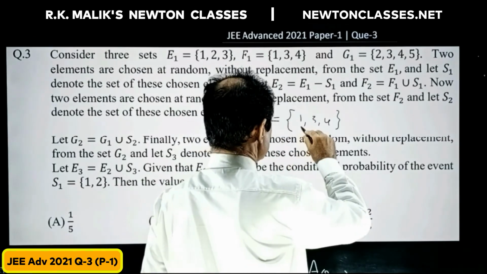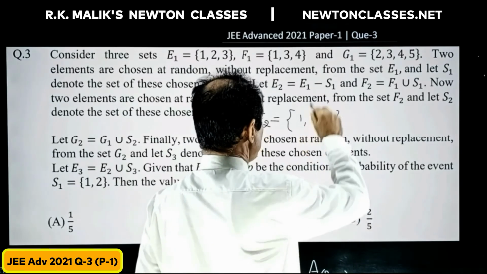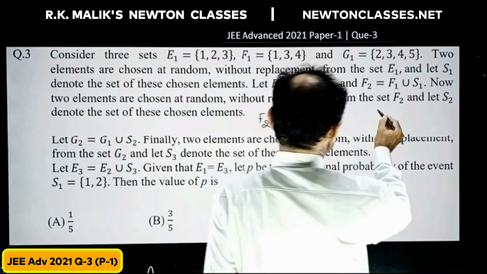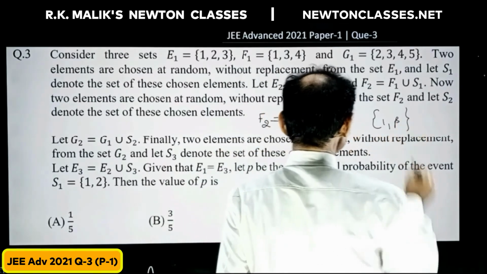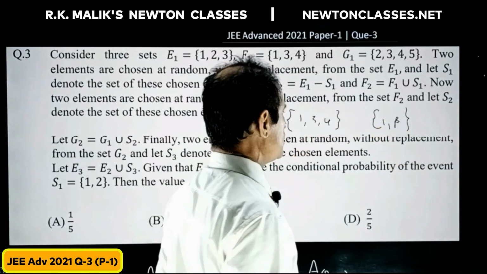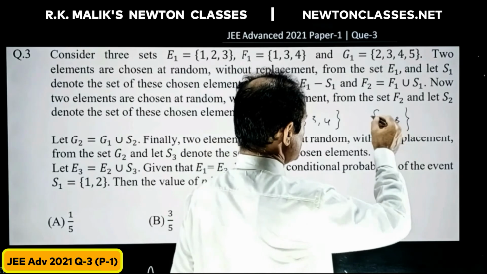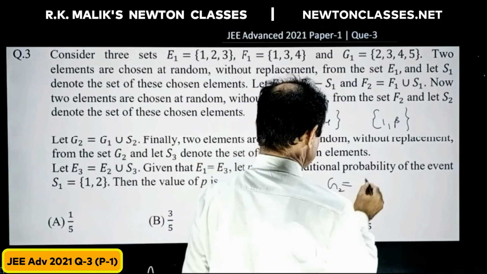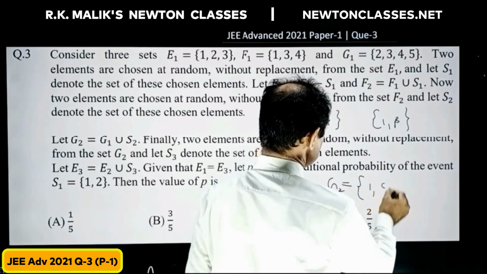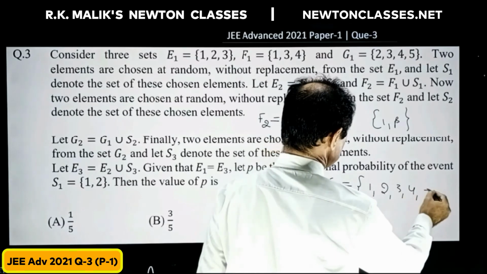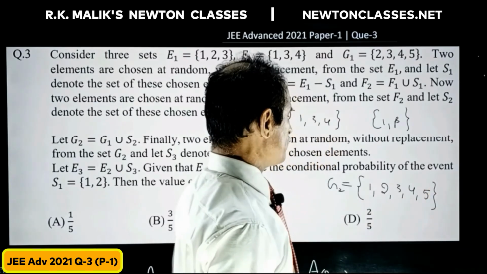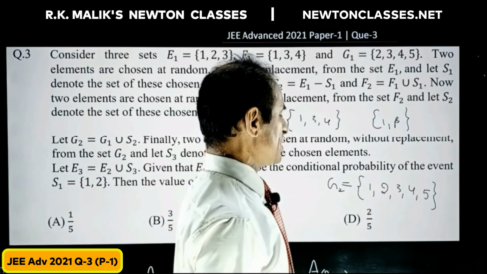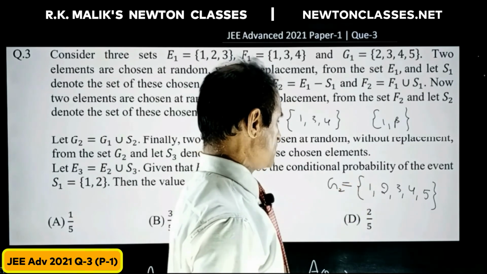That is, the chosen elements from F2 to be placed in G1, those two chosen elements must be of the form 1 beta, where beta can be 3 or 4, anyone. And once this pair is placed in G1, the set G2 will become 1, 2, 3, 4, 5, and then from G2 we will find the probability that 1, 3 will come out when we take a pair from G2.